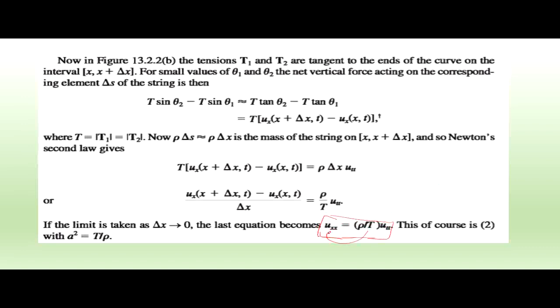So we want the constant on the left side. This will be T over rho, u with respect to x, u tt, and this is a positive constant. We call it a squared: u xx equals one over a squared u tt. This is the one-dimensional wave equation. And remember, T is tension, and rho is density.